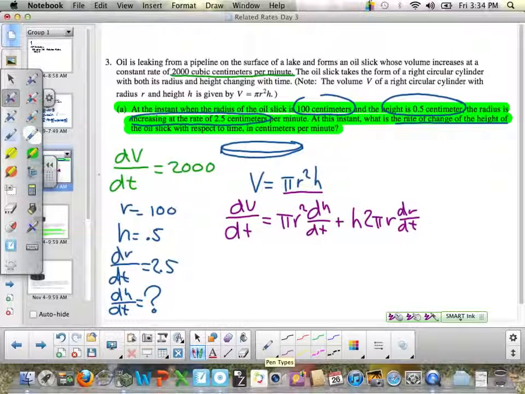And now we're at the point where we can plug in what we know and hopefully solve for what we don't know. dV/dt is 2,000. Pi r squared, r is 100, so that's 10,000 when you square it, pi times dh/dt, which is what we're looking for.